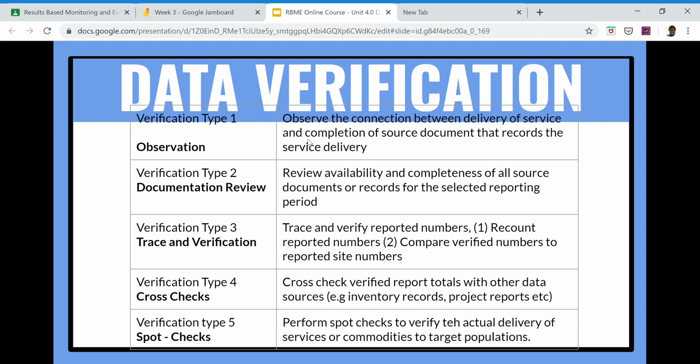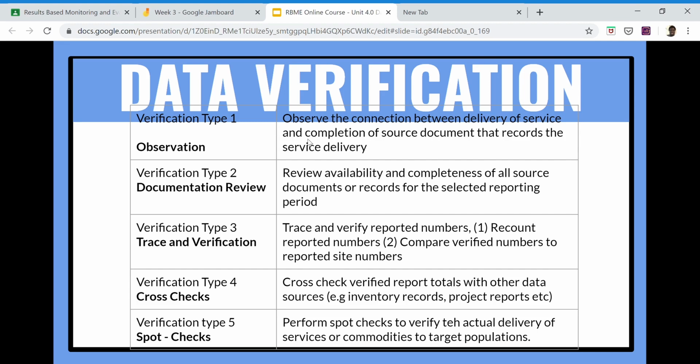The fifth type is spot checks, to check on the delivery to a target population. That is, you just visit where the project is going on and make sure that things are going on, that they are doing what they are actually reporting, and that's spot checks. These are the different ways you can carry out your data auditing.